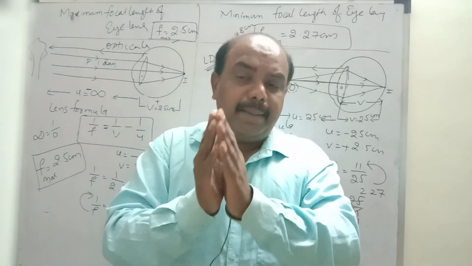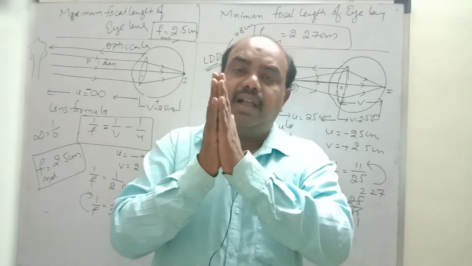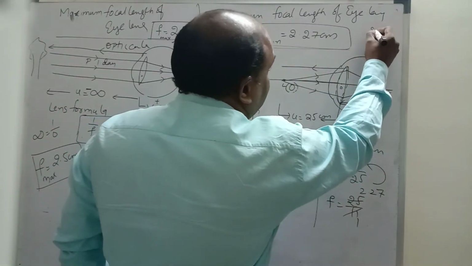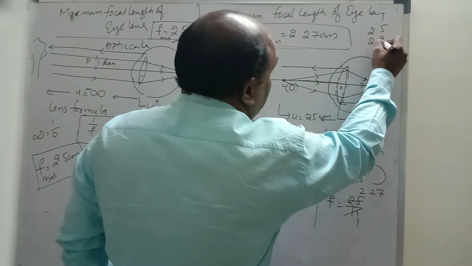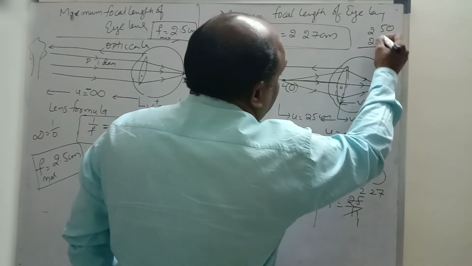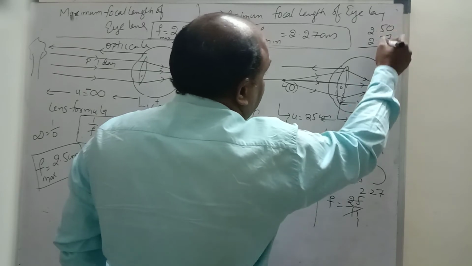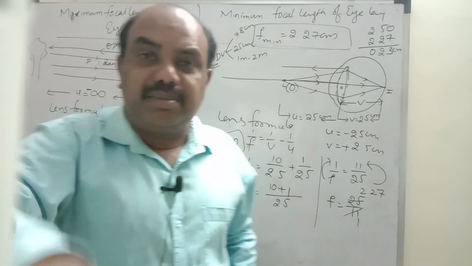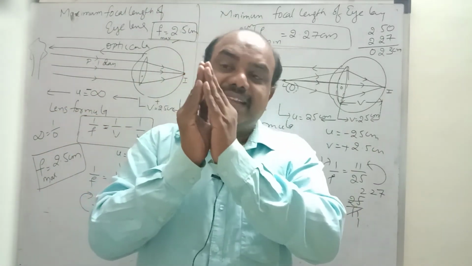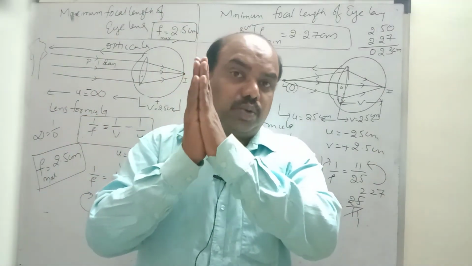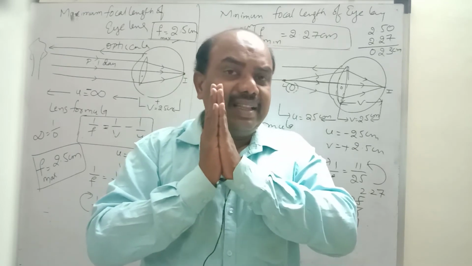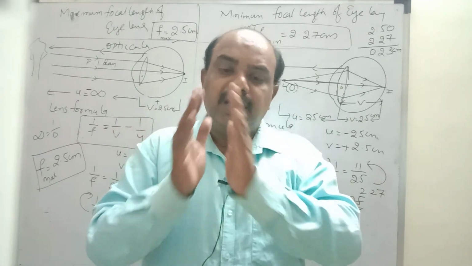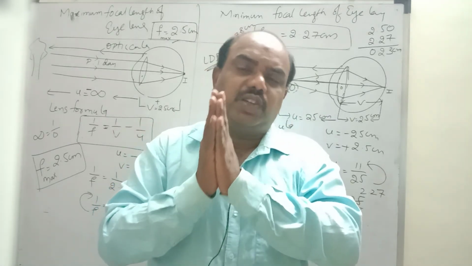That means there is a limit for the expansion and contraction of the eye lens. What is the maximum focal length? 2.5. Minimum is 2.27. What is the difference? 10 minus 7, 3. This is 4 minus 2. 0.23 centimeter only. Our eye lens can adjust a maximum of 0.23 centimeter only. Beyond that, the eye lens cannot accommodate. Adjustment will not happen.